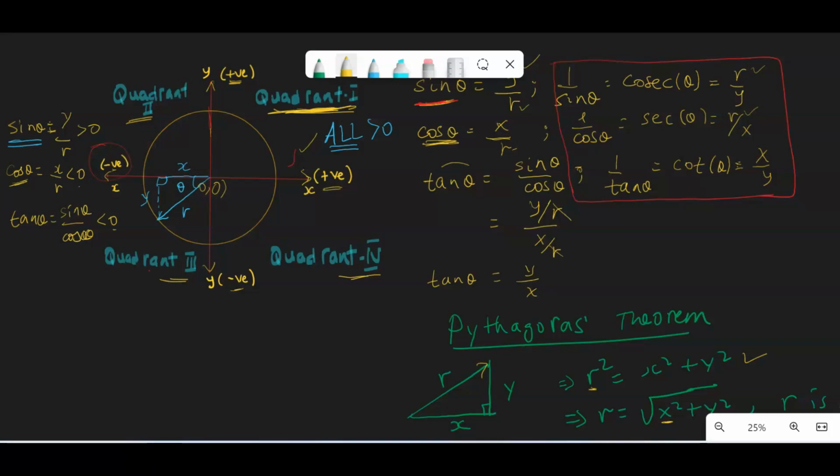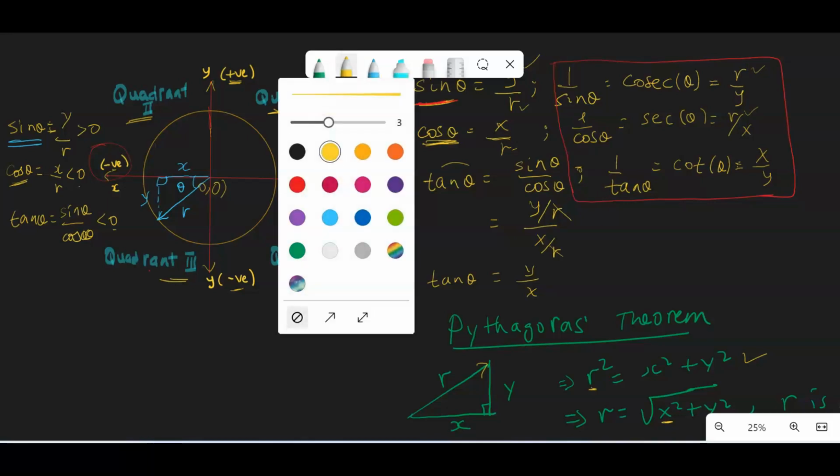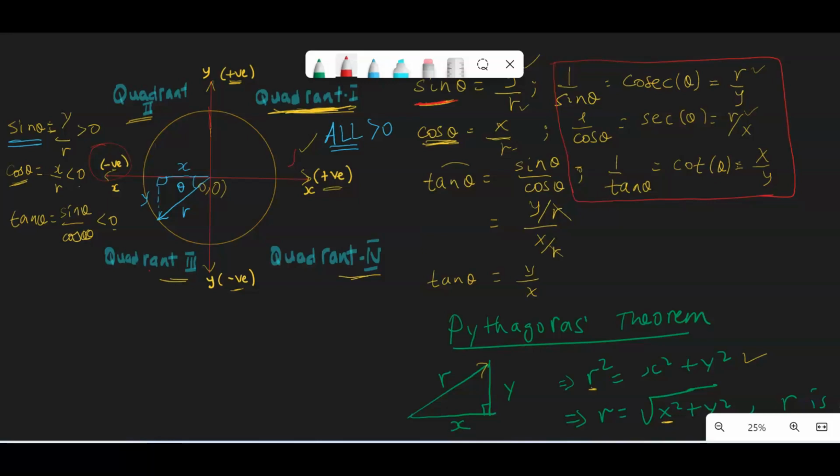So quadrant 3 is this region. That means it's between negative x and negative y. So y is negative, below the 0 point. X is negative, to the left of 0. So quadrant 3 is basically between negative x and negative y.